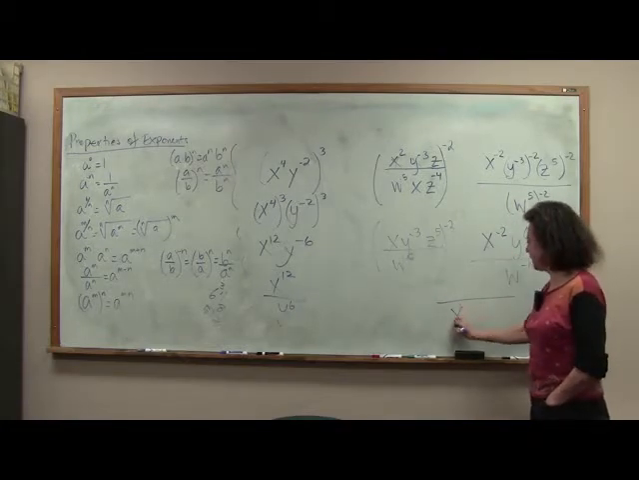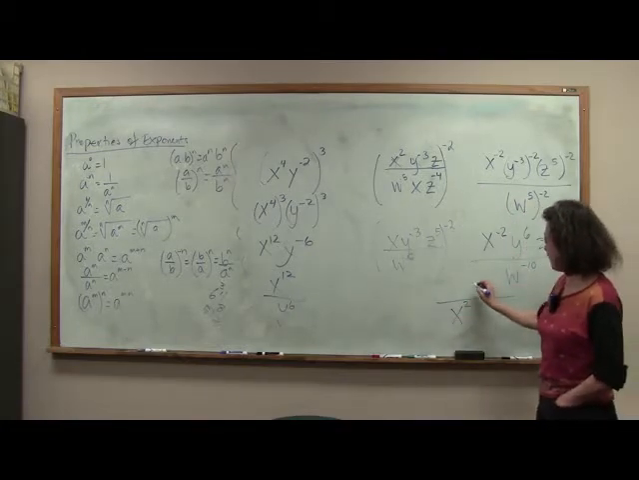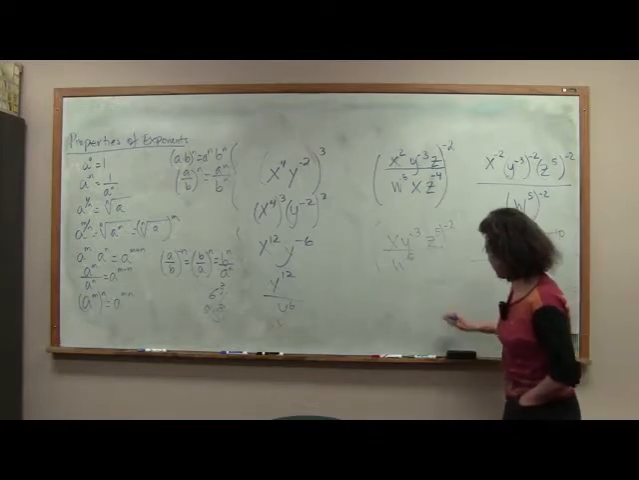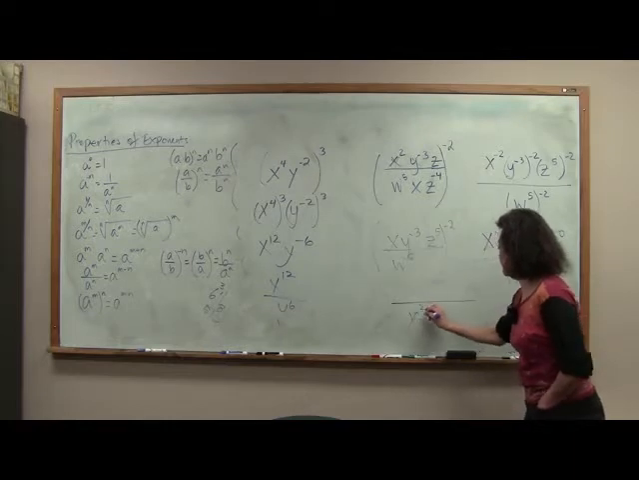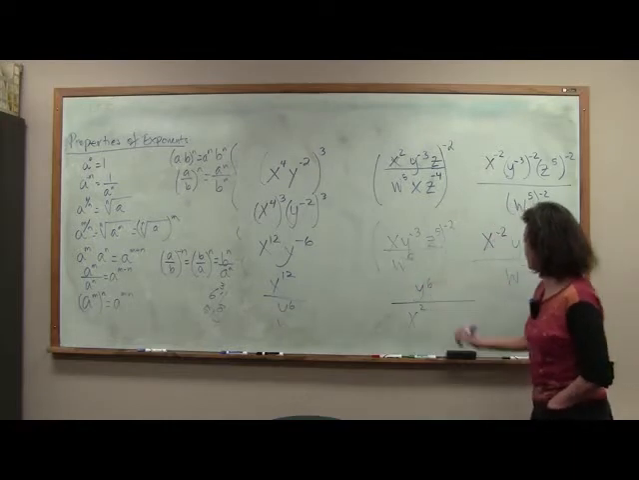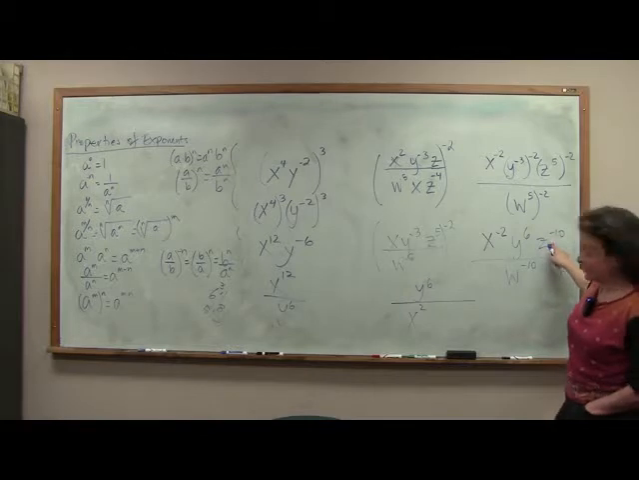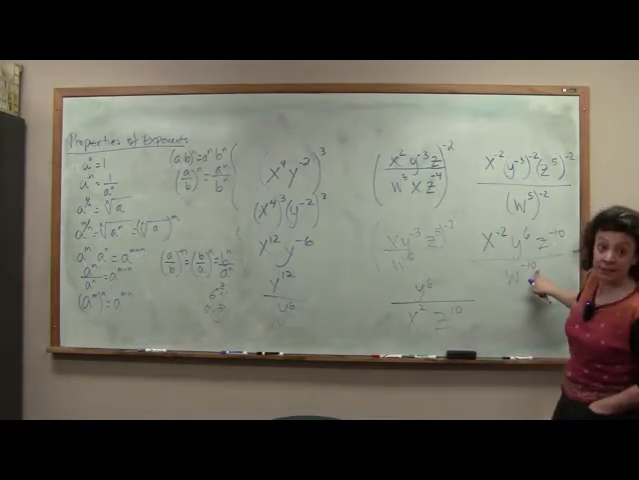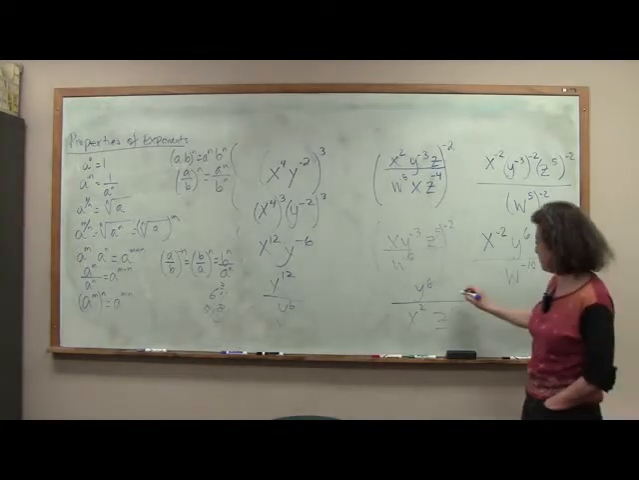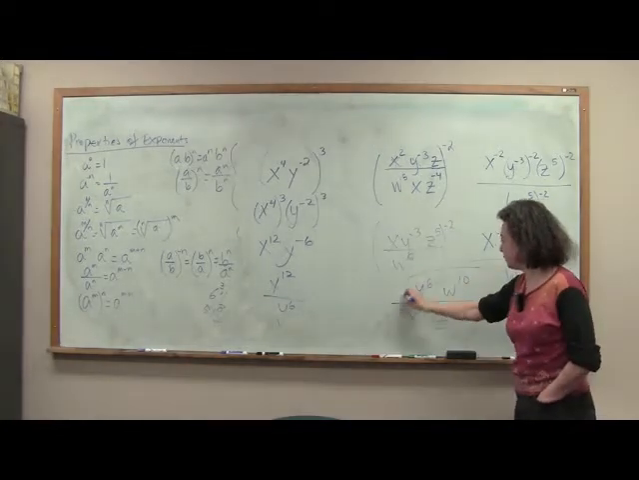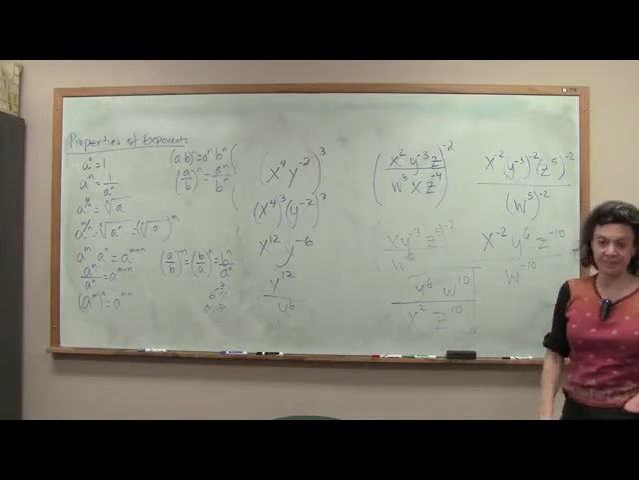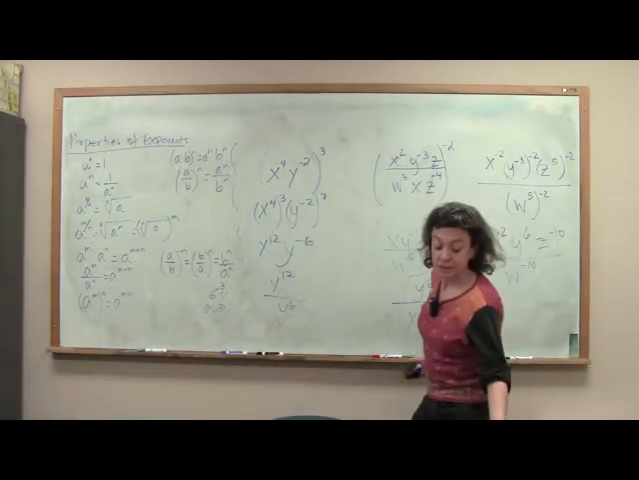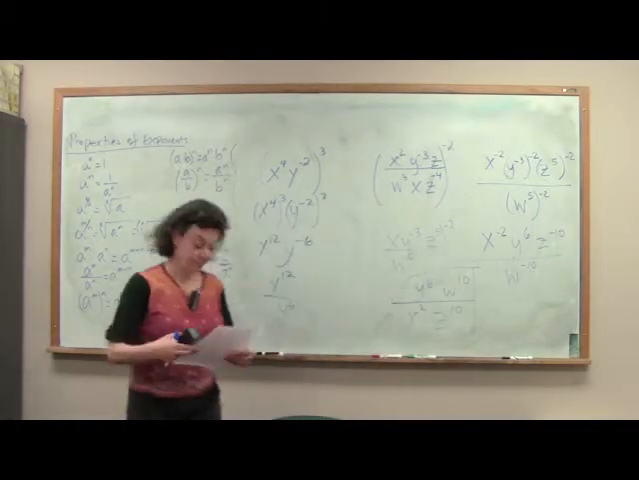X to the negative second, oops, got to bring them down. My y to the sixth is good where he's at. Here, let me move this over here. So x to the second, y to the sixth is good. I have a z to the negative 10th, so I got to bring him down to make him positive. And then I have a w to the negative 10th in my denominator, so I need to bring him up to make him positive. I know that's a lot of steps, but again, just do them one by one.